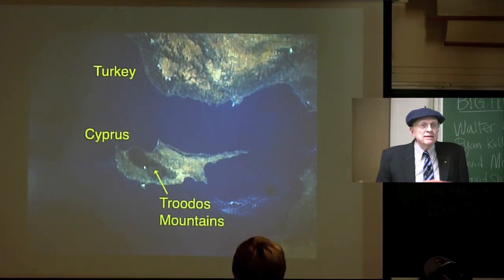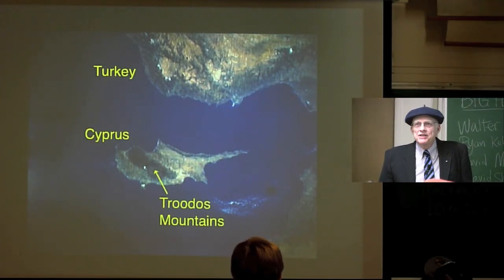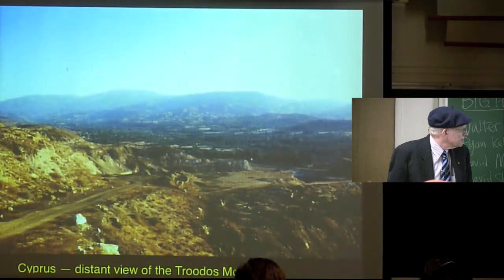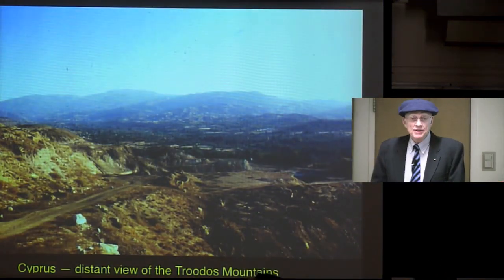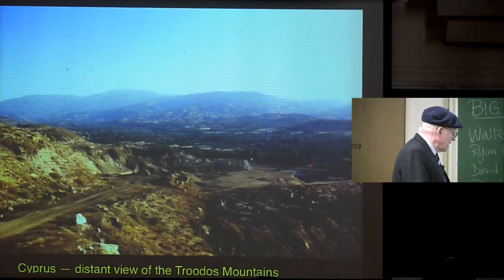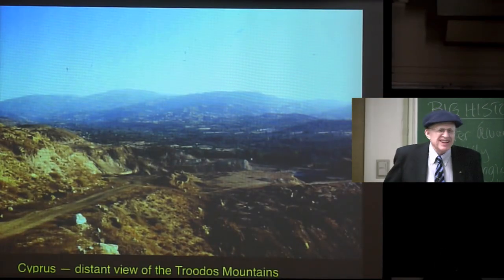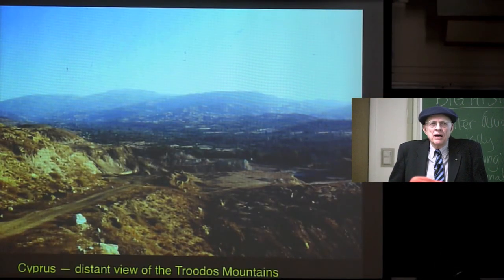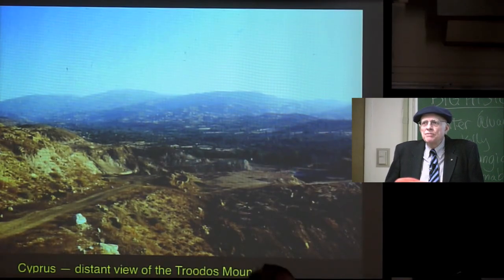Okay, so now let's learn something about Cyprus because it's really important for our story. Here are the Troodos Mountains, seen in Cyprus. There they are off over there, and I had a chance to go there in, I think, about 1990 with Eldridge, and also with my wife Millie.